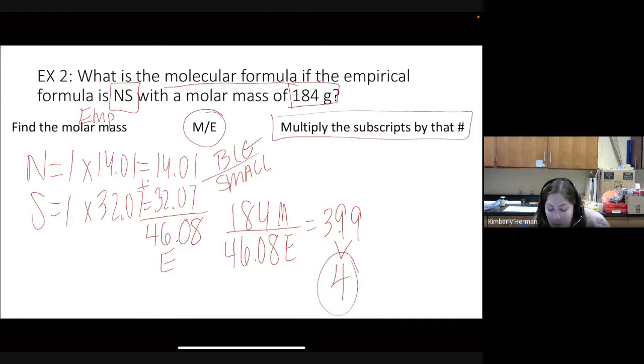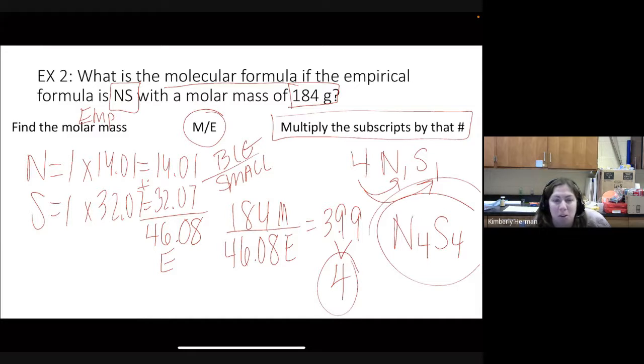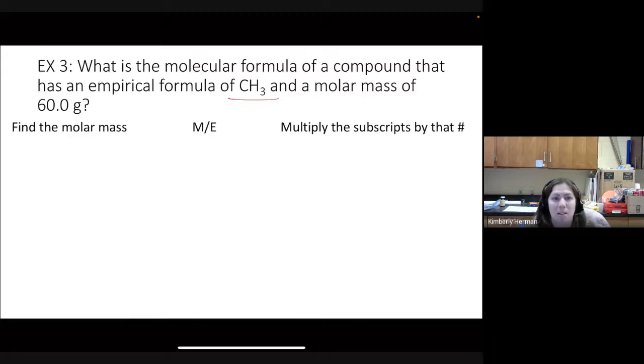We still have to multiply it by the subscript. So we had N1S1. If I distribute or multiply it across, I would end up with N4S4, and that would be the molecular formula for example number 2. Now, example number 3 says, what is the molecular formula for a compound that has an empirical formula of CH3 and a molar mass of 60?